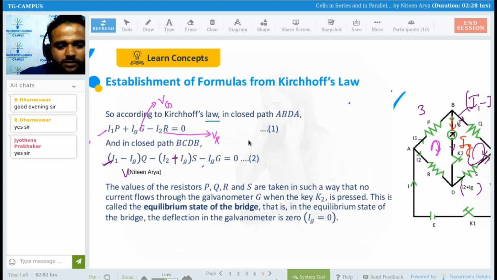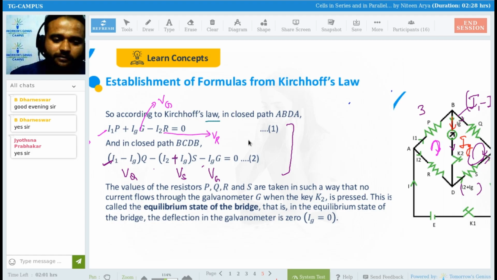Clear? So again, this is your potential VQ, this is your potential VS, and this is the potential VG again, because in both loops the galvanometer is going to be taken. Clear everyone? Because if you understand these two only, then everything is done. If you have any question or query till now, ask me here. Once this is done, everything remaining just uses this concept. Nothing more than that. Tell me if you have any question. Anyone?